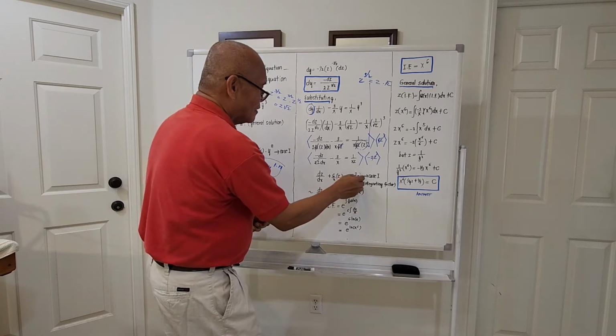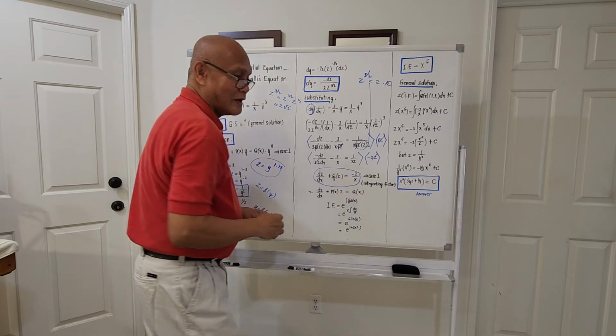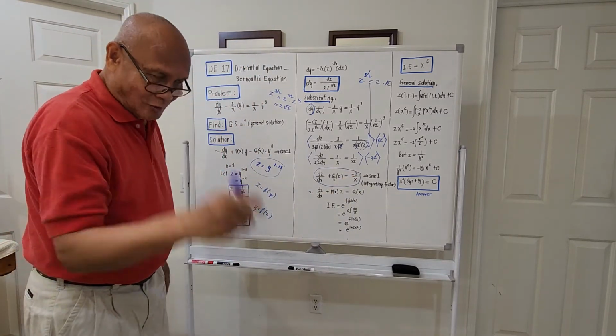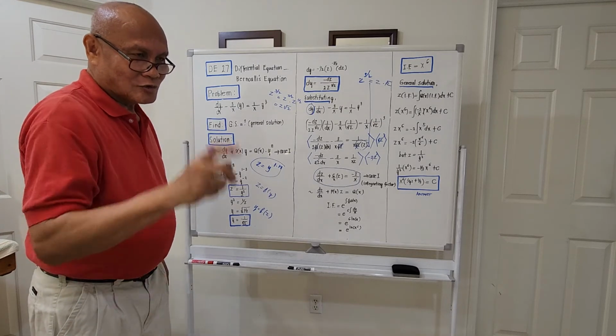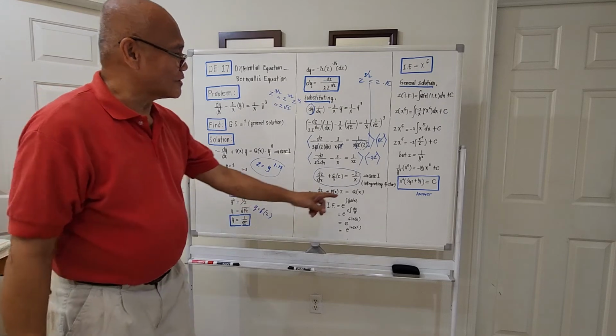Okay? After the substitution and simplification, according to the concept of Bernoulli's equation, the resulting equation should be solvable by using an integrating factor, and it falls under case number 1.